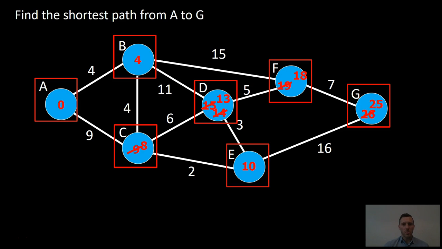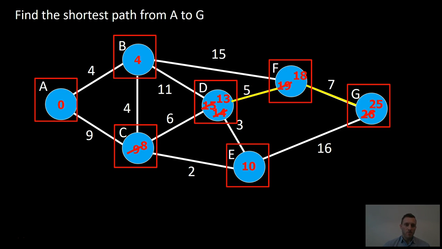Now we have to backtrack through the network in order to find what the quickest path was. So we go 25. If we took 16 from it, we wouldn't get 10. So we go 25 take 7. That tells us that we go back to F. Now from F, if we took 15 from 18, we wouldn't get 4. So we go 18 take 5, we would get 13. So we know we go back to D.